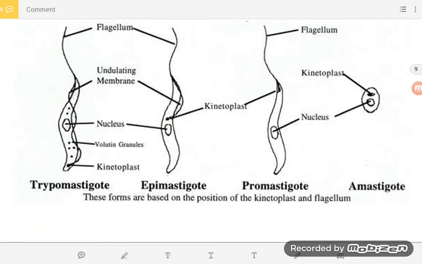Right, these are the different forms with the labeling. So we already discussed that in the haemoflagellate form we can see only the kinetoplast, nucleus and the cytoplasm. But here, extra we can see the flagellum, and in the epimastigote we can see the kinetoplast at the middle. In the epimastigote we can see the undulating membrane along half of the body. But in the trypomastigote form, the undulating membrane covers the full length of the body. An extra thing, the volutin granule is present only in the trypomastigote form. You remember, blue color, right?